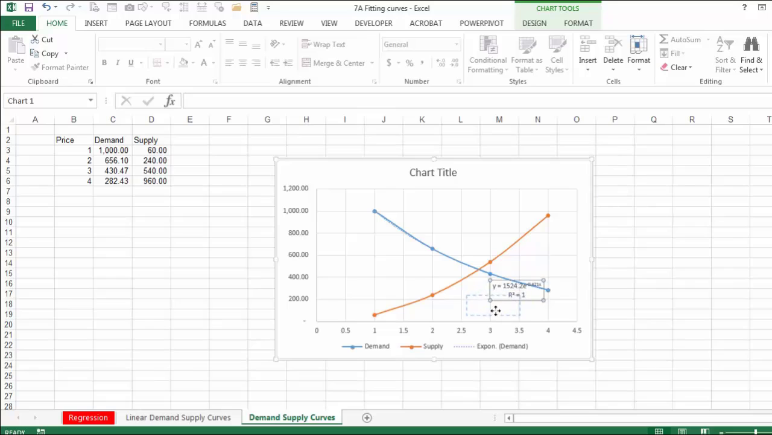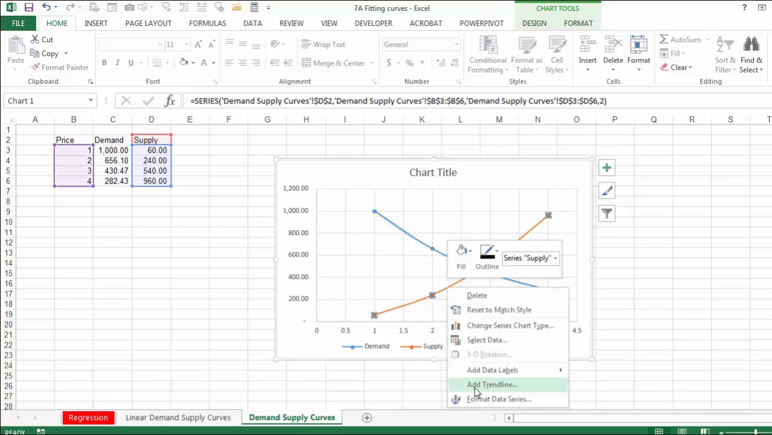So if you wanted to tell what would be your demand curve, you can say that y equals 1524.2 times e to the power of minus 0.421x. You can just plug in an Excel function, and if anybody tells you that the price is $2.50, you can just plug it in there and find out what the demand is going to be. The same thing holds for my supply curve.